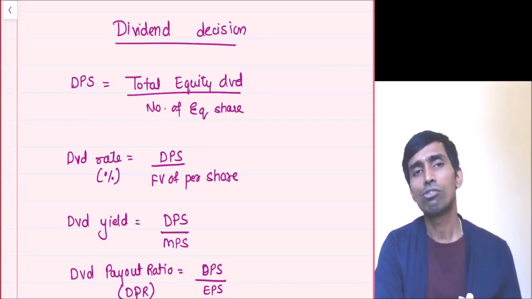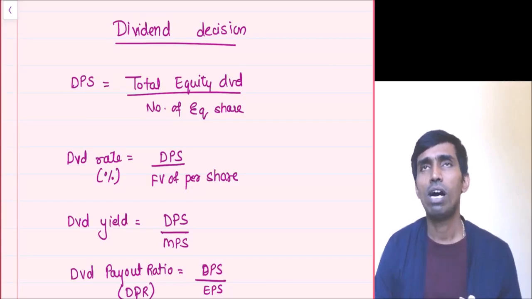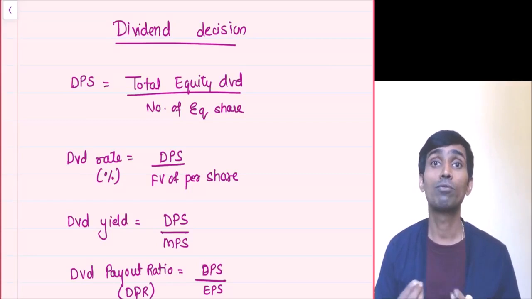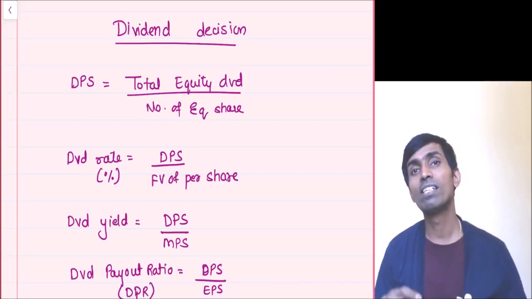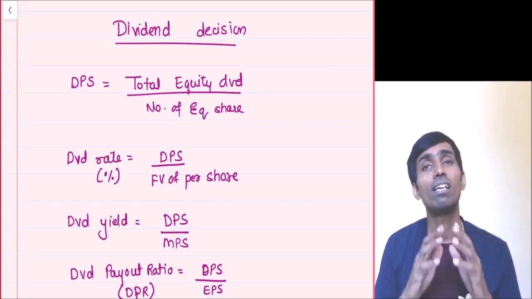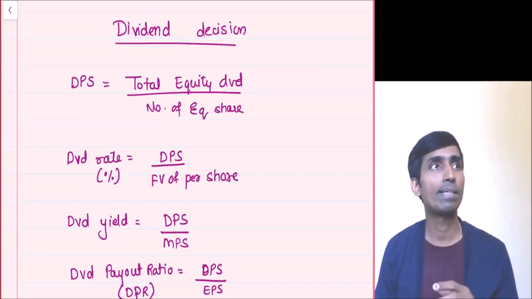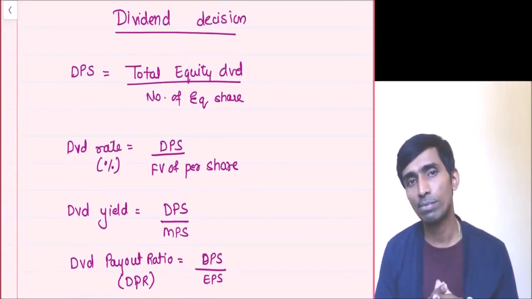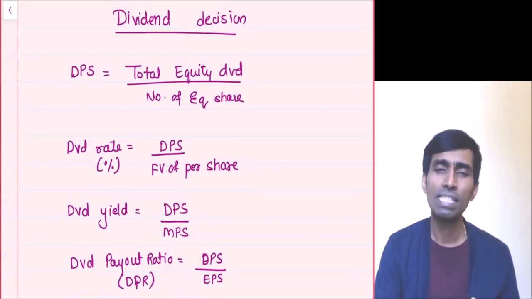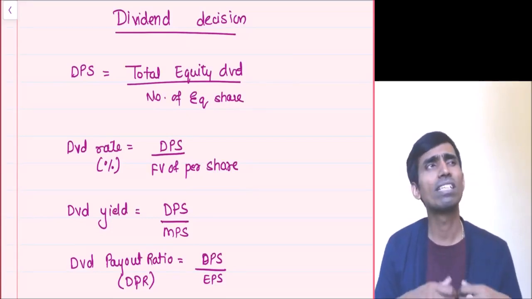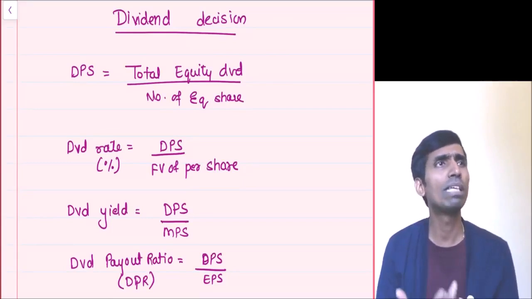Now understand, if you remember when we started with FM, at that time two confusions were there: profit maximization or shareholders wealth maximization. So this chapter focuses on shareholders wealth maximization. Now please understand, there are certain ratios which I want to revise, so I have written them on the screen and you can copy this.